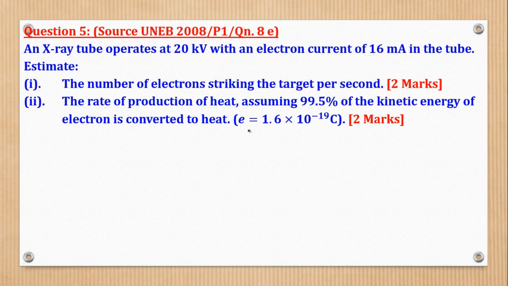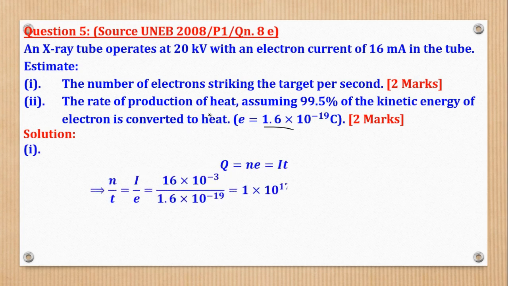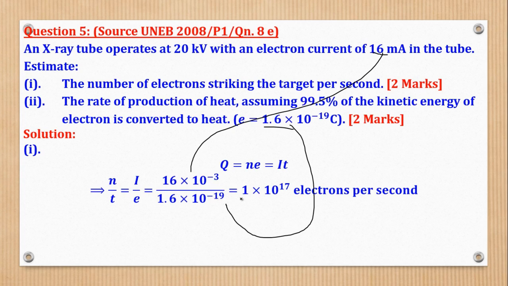So e is the electronic charge, it is given by that value. So we shall start with the number of electrons striking the target per second. From here we know that N over t is equal to I over e. Current is given here, so we convert to ampere, and this is the electronic charge. When you divide, you come up with this as the number of electrons they wanted.